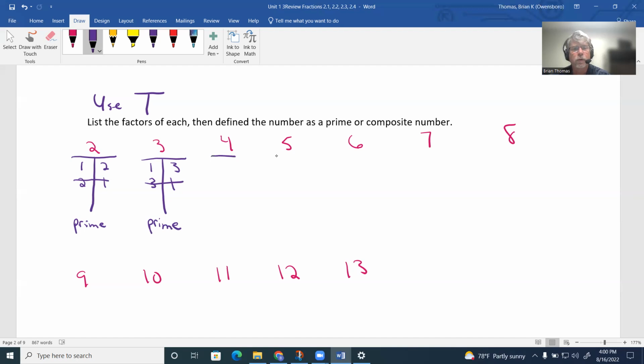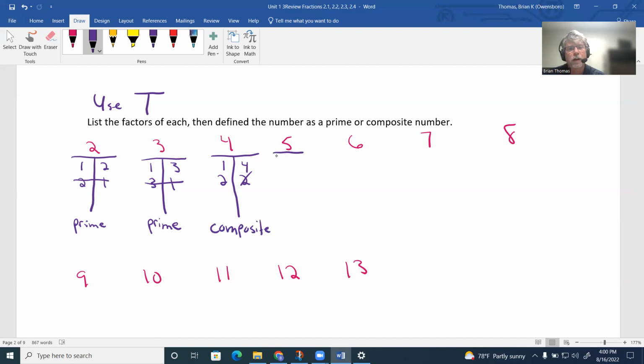If I look at the number 4, again, I'm going to use a T-chart. 1 times 4 is going to be the first factor pair. Then if I look at 2, 2 times what gives me 4, notice that gives me 2. But notice that I'm repeating at this point. So I see the factor of 2 repeats, so we can stop right there. So this has 3 factors. So this is actually called a composite number. It has more than 2 factors.